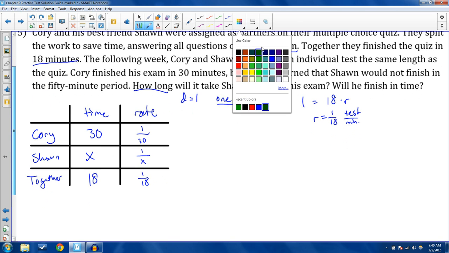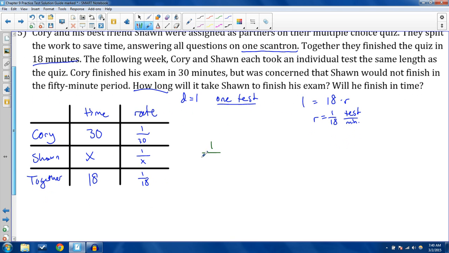We're going to go ahead and say that when I combine Corey's rate of 1/30th of a test per minute and Sean's rate of 1/x of a test per minute, then they will have finished 1/18th of a test per minute together as you add them up. And we've now set up a problem where we can solve the rest of the way, finding a common multiple, the least common multiple of 30 and 18. You can do 30 times 3 and 18 times 5, you'll get 90.